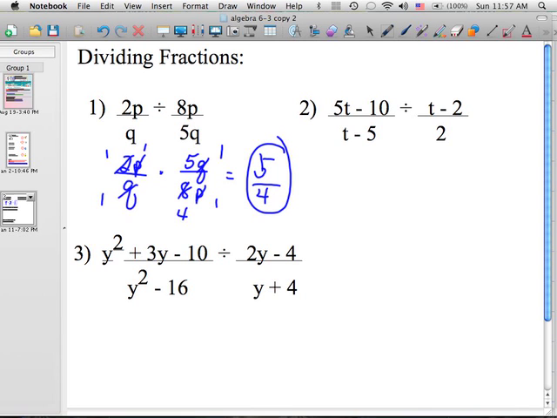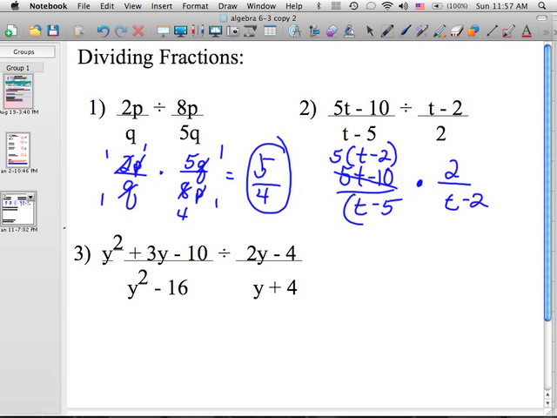Number 2, we're going to change it to multiplication, and then because we have binomials, we have to factor, or we make them factors. So we have 5t minus 10 over t minus 5, change it to multiplication, times 2 over t minus 2. 5t minus 10, we can factor that by taking out a 5, so we have t minus 2 left. I'm going to make t minus 5 a factor, since I can't simplify it any further, and t minus 2 a factor. That means I can cancel out the factor t minus 2, and that leaves me 5 times 2 over the factor t minus 5. And if you want to keep that in parentheses so you don't accidentally think you can cancel the 5 and the 10, do that. Or you can drop them.